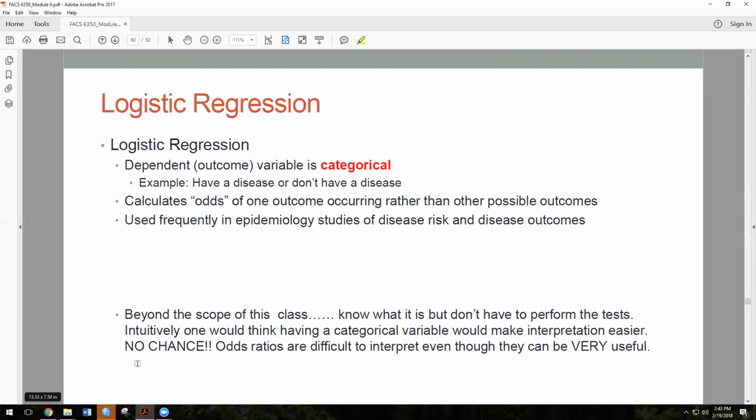And so this is used a lot in epidemiology and biostatistics because it's very, very important for us to be able to say if you've smoked, your odds of getting cancer are 1 in 10 or 2 in 10, whatever. Now, this is way beyond the scope of the class. You would imagine that if you have a categorical variable that's either you have it or you don't, then it's going to be super easy to interpret. But in reality, it's even harder to interpret because you have to look at the odds ratio.